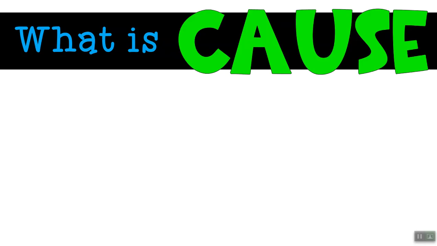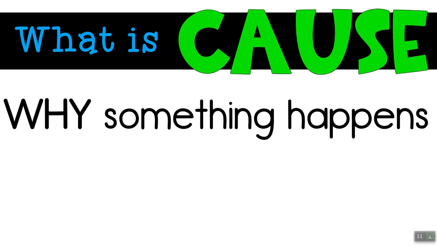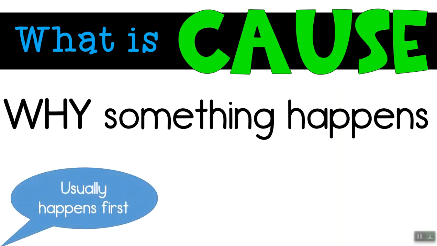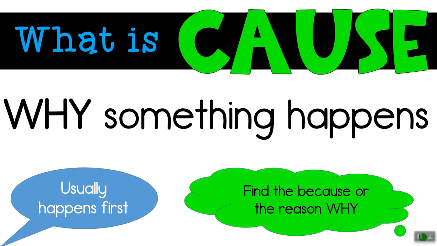So let's figure out, what is cause? Cause is why something is happening. You might have heard someone say, this is happening because of this. The cause is the reason why. It usually happens first. And if you can find the reason because or the reason why, you can identify the cause in a sentence.